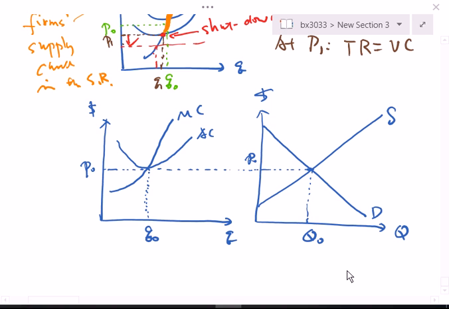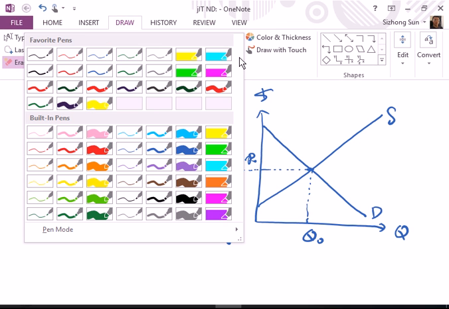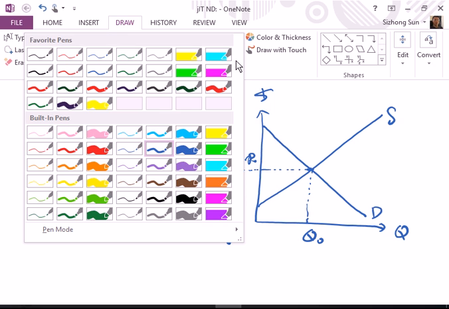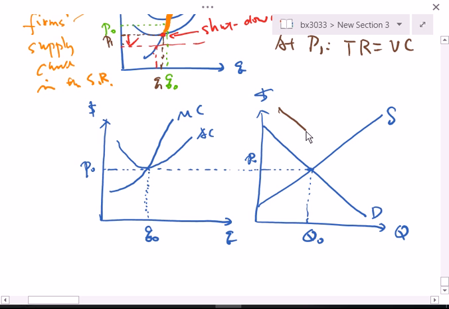So now let's say something happened. So demand, for some reason, demand increases. Demand increases, so demand shifts to the right. Equilibrium moves from A to B. We see that the equilibrium price goes up. Equilibrium quantity, market quantity, goes up as well.